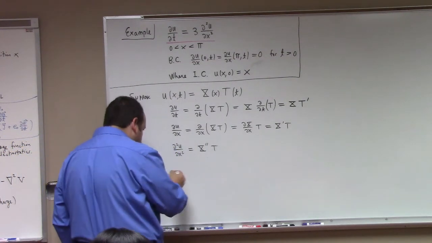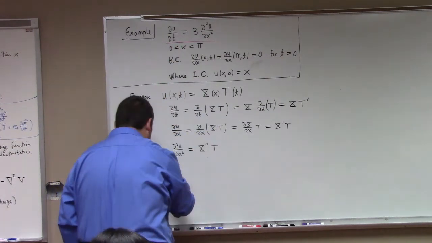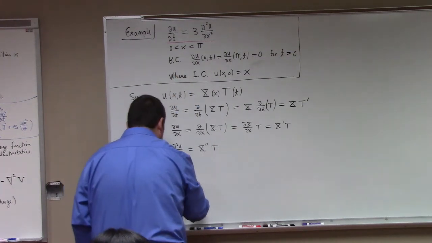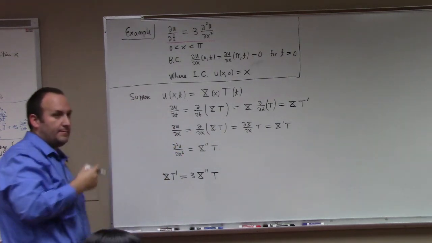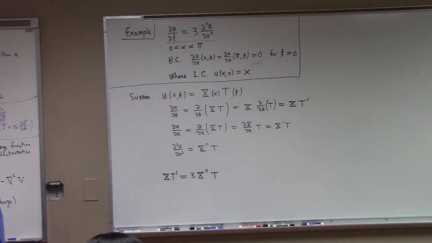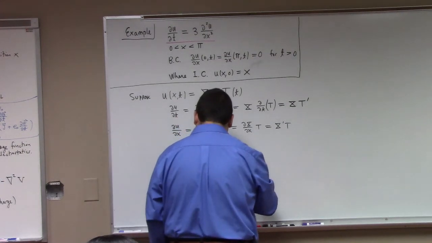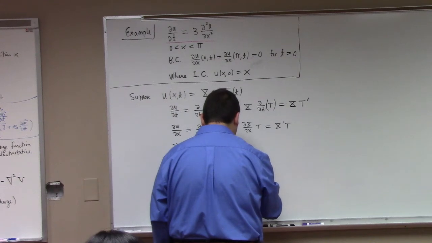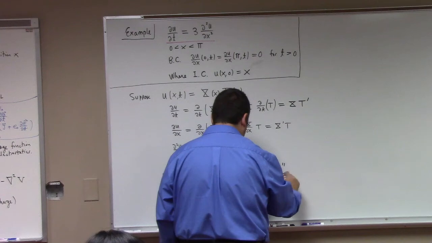All right, so what do we got? We have partial u, partial t is X T prime, and we've got that equals 3 X prime prime T. Assuming that we're not looking at the zero solution, we can divide by the solution. So this implies that T prime over, let's say, 3T is equal to X prime prime over X.